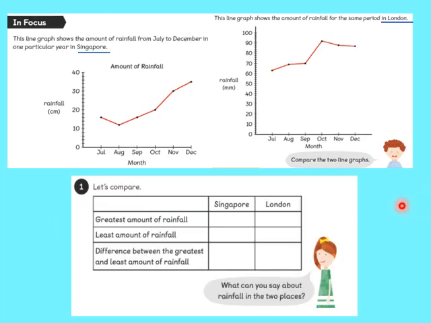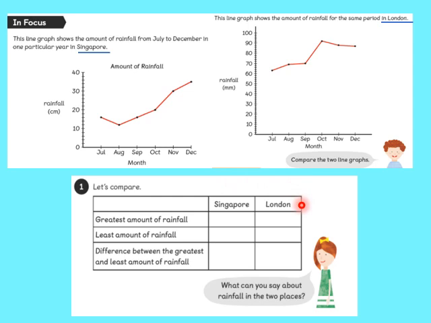Okay, so let's have a look at these graphs together. So if we look at the line graph for Singapore, we can see that we have our months along here from July to December, and we have our rainfall here. Now, did you notice underneath the rainfall on the Singapore graph, it said cm for centimetres? If we look at the line graph for London, we can see we have the months from July to December here, and we have the rainfall here. But did you notice that here it says millimetres? So we might need to be quite careful when we compare the information. So let's see what information we can find.